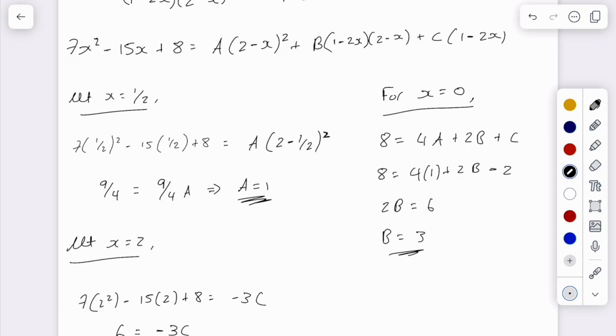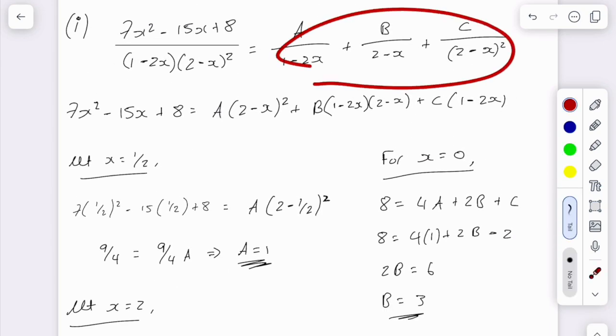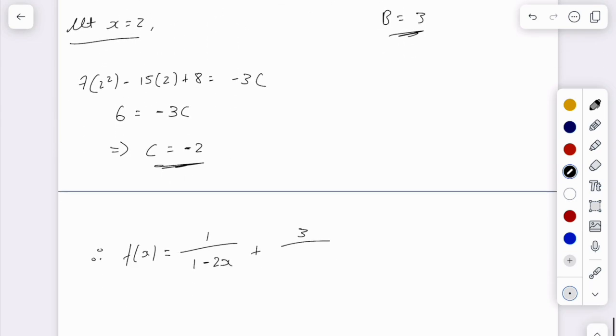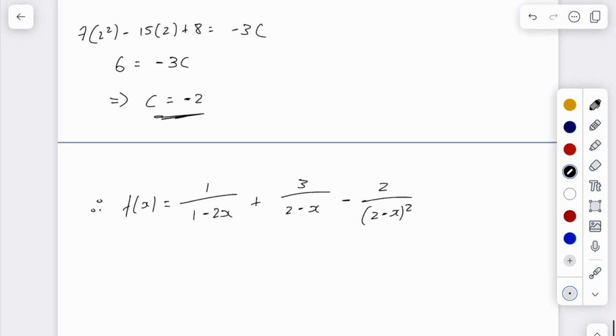Perfect. So I can therefore say that f(x) is equal to 1 over (1 − 2x) plus 3 over (2 − x), minus 2 over (2 − x) squared. Cool. So we got that.